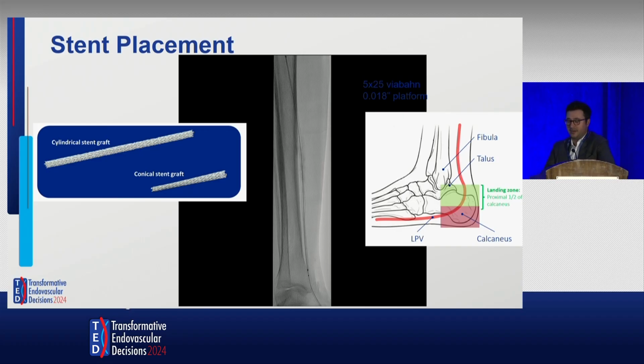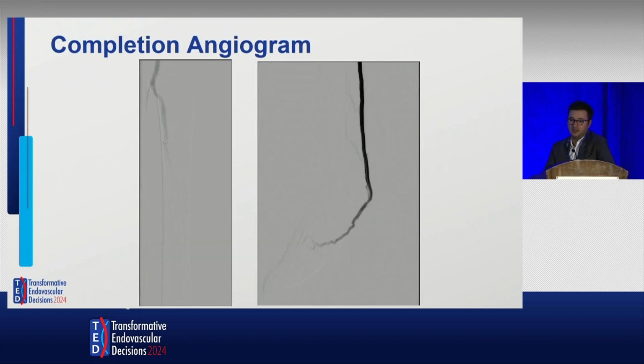There are a variety of different stents you have available to you. The LimFlow system allows you to use a conical stent graft and cylindrical stent graft as opposed to simply using long segment Viabahn, and we typically stent to the level of the mid-calcaneus. And completion angiography after that, we can see brisk filling all the way down through the calf into the forefoot.